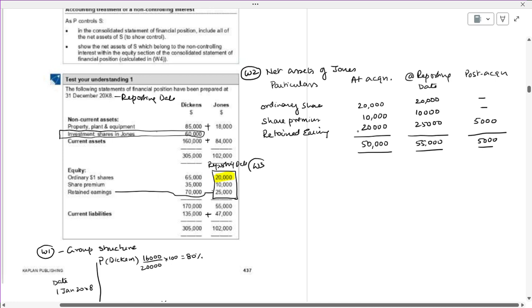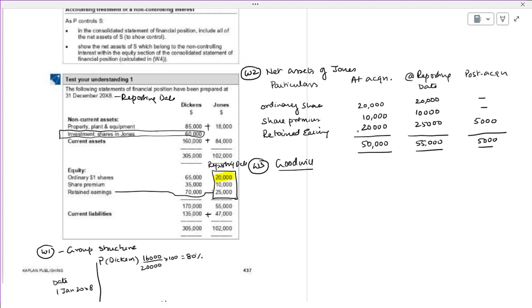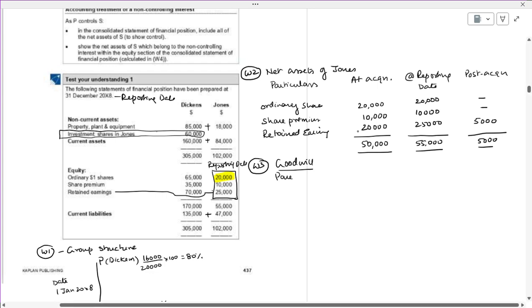Working 3, goodwill. How much have they made in investment? In the balance sheet, there are investments in shares in Jones. How much is there? 60,000. This we are taking from the balance sheet, investments. Always 60,000.